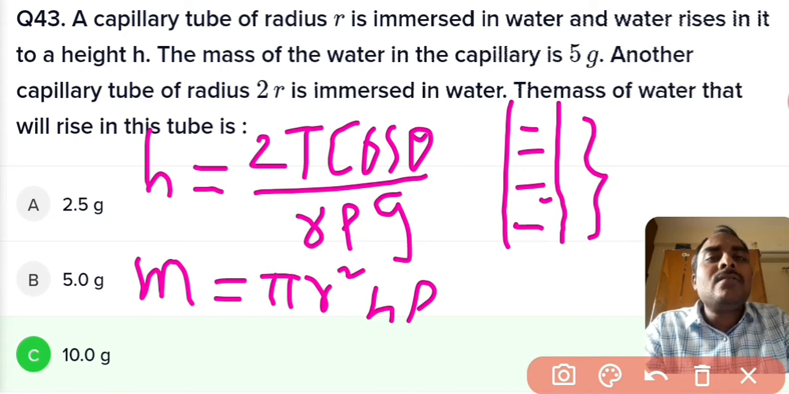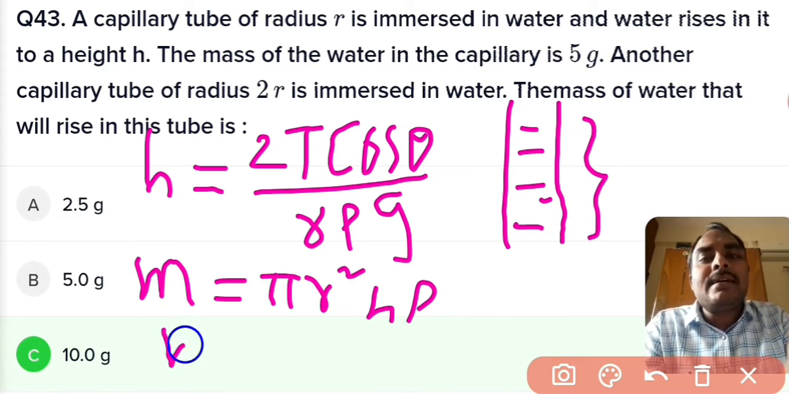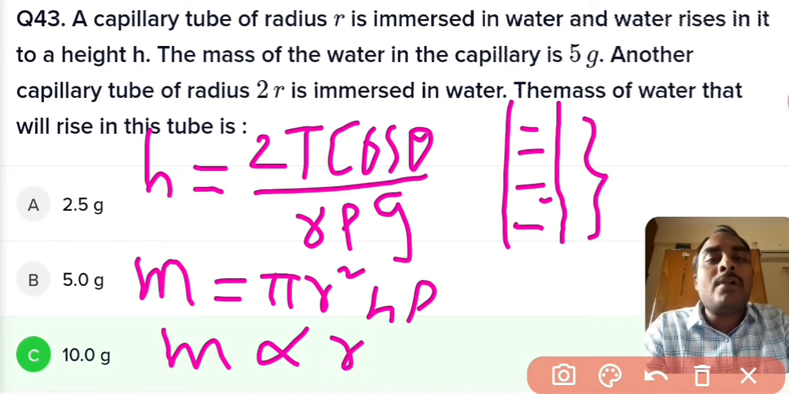So already here we have the h formula, h equal to 2T cos theta by r rho g. If you substitute, one r will be cancelled, and you will get the formula m is directly proportional to r. In the h formula, h is inversely proportional to r, as r is in the denominator. Now in the m formula, r square is there, one r will be cancelled, one r will be left. So m is directly proportional to r. Now r is given as 2r in the second case. When r is doubled in the proportionality relation, m is also doubled, the mass will be doubled.